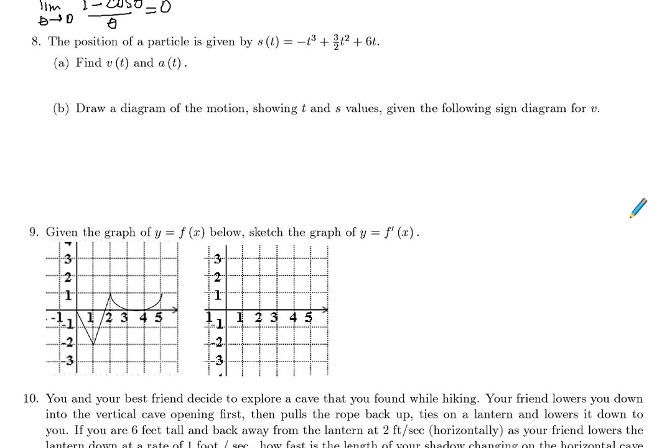Okay, next up we're analyzing some motion. So we're given a position, negative t cubed plus 3/2 t squared plus 6t. Want to find our velocity and acceleration.